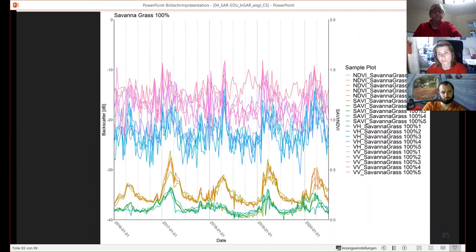This is now looking really into the pixels. A master student from us is working on identifying pure pixels and following up the time series. He's starting in 2016 until the end of 20. Down here, the brownish line is NDVI, and the greenish one is the soil-adjusted vegetation index. And this is 100% grassland. Then in blue we have only backscatter, VH and VV. And if I have not mentioned it, I mention it now: the VH signals, the cross-polarized, are always lower because, as I mentioned yesterday, we are receiving the depolarized energy.